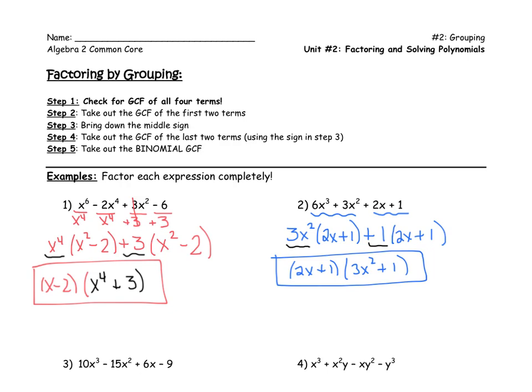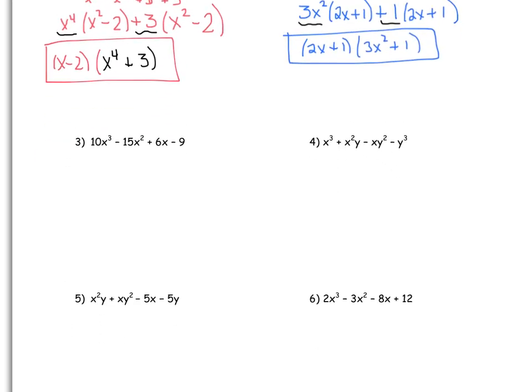So basically, example 2 did it in 2 steps, where example 1 I kind of did it in 3 by writing the GCF underneath. If it's easier for you to write it underneath so it's clearer, by all means do that. Okay, let's try example number 3.